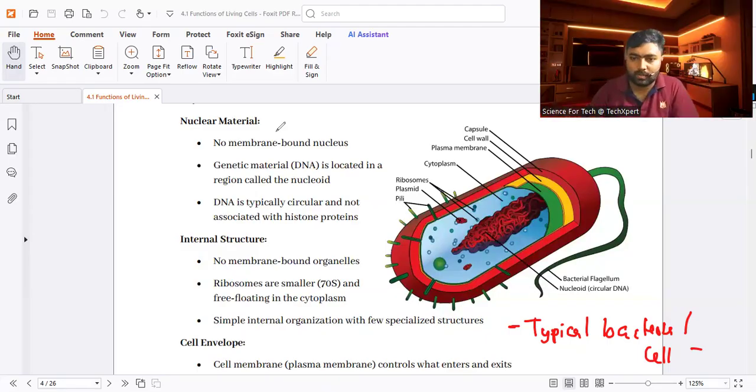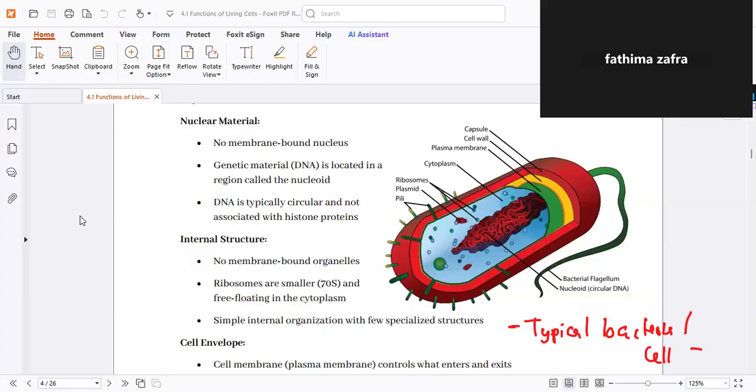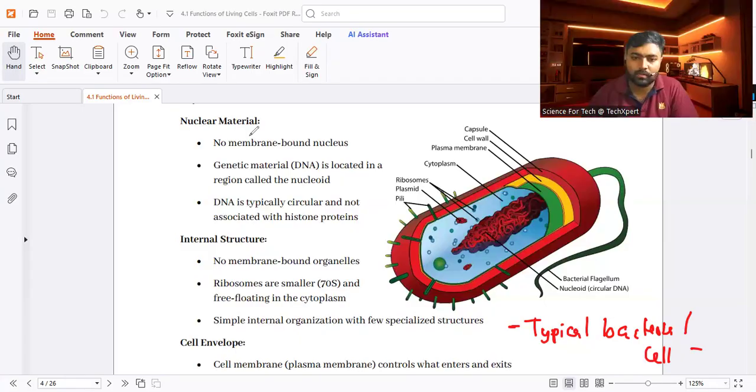Okay, sorry about that. This is a typical bacterial cell. Safra, do you have any question? I saw you have unmuted yourself. No, sir. I just said finished. Okay.